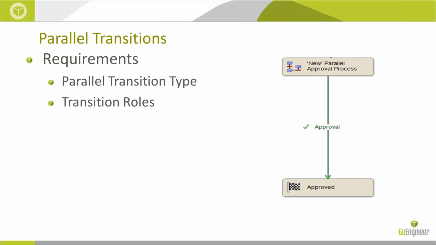Looking at this workflow, which actually provides the exact same release process as our previous example, and much simpler to look at, there's really only 2 requirements here. We use the parallel transition type, and we use a new thing called a transition role. The parallel transition type is identified with a double green line and a check mark next to the transition name.